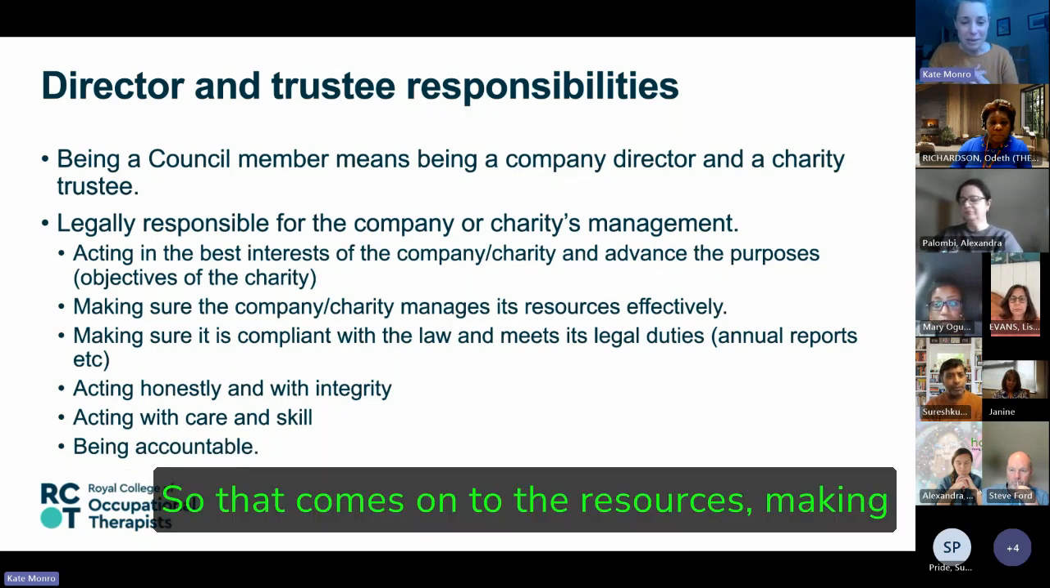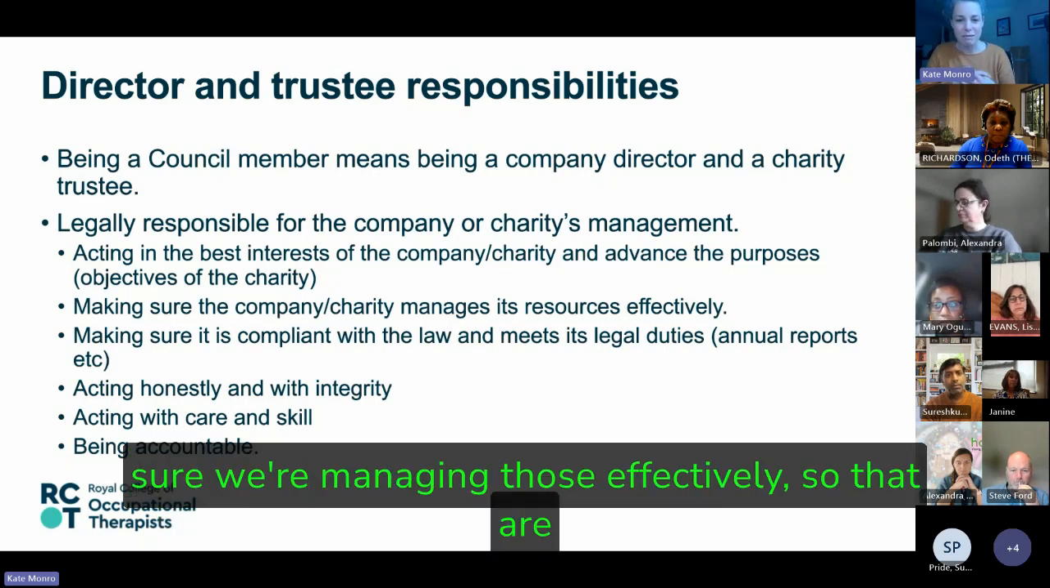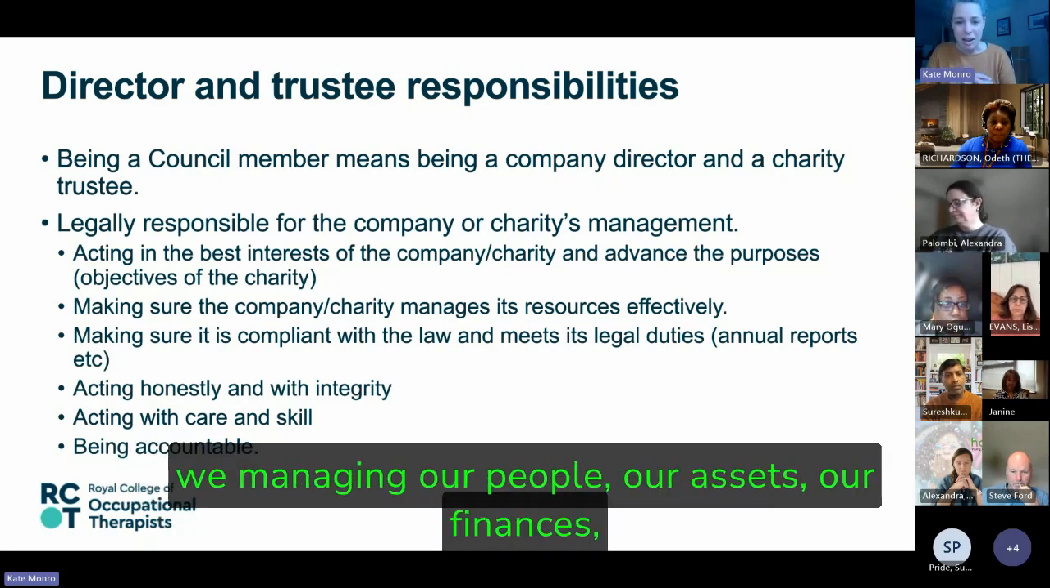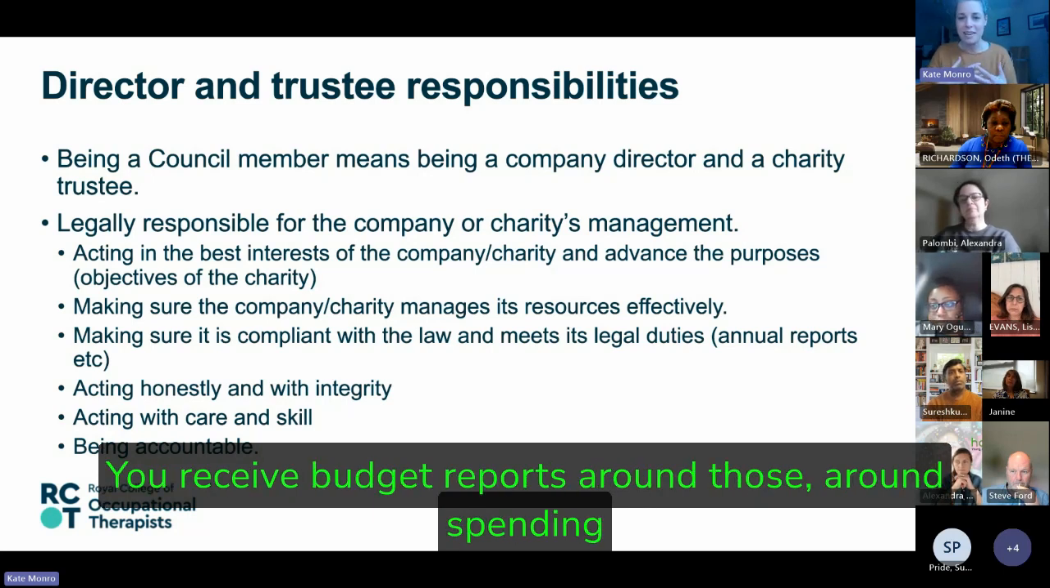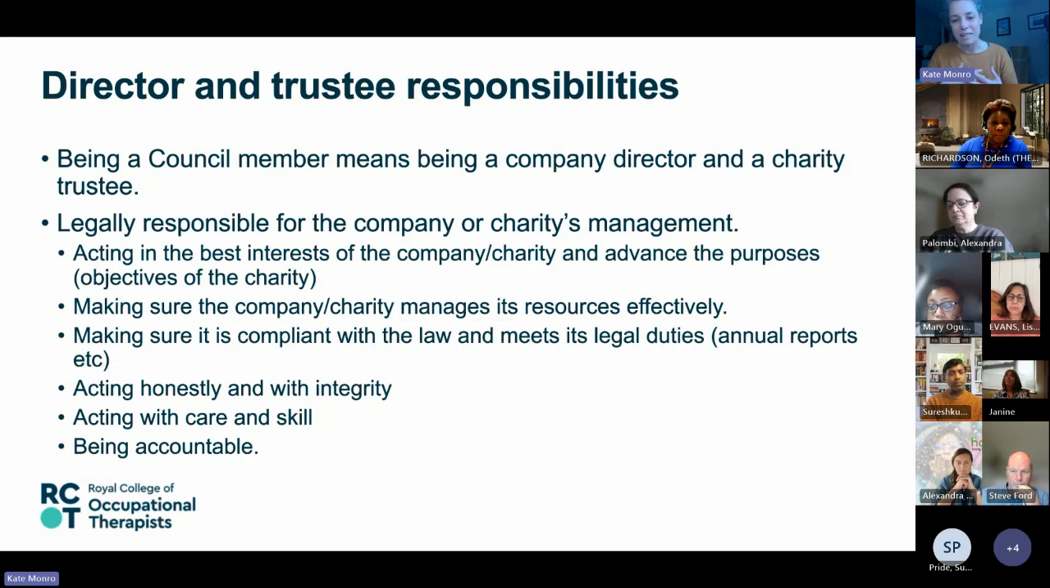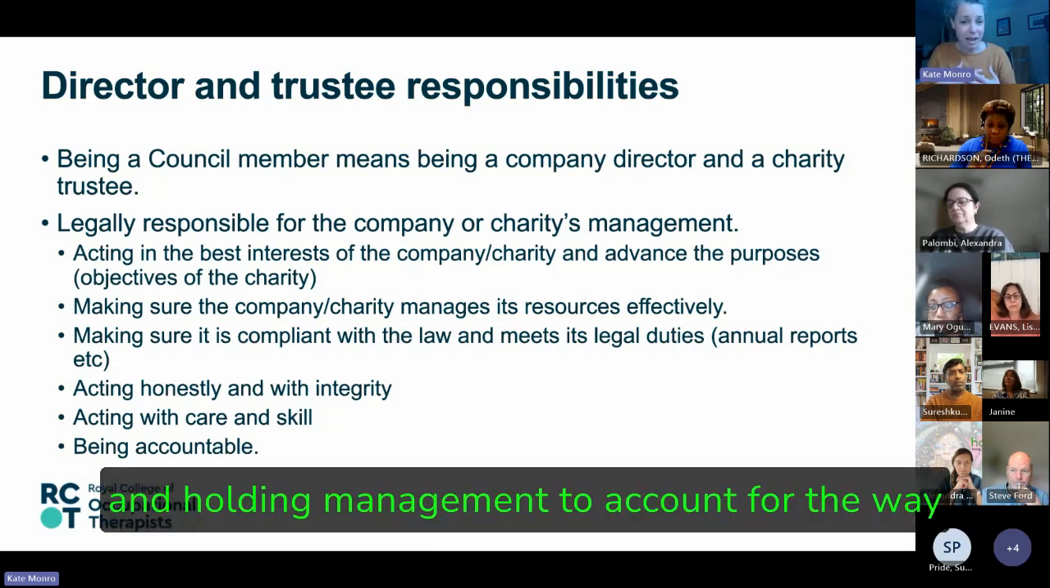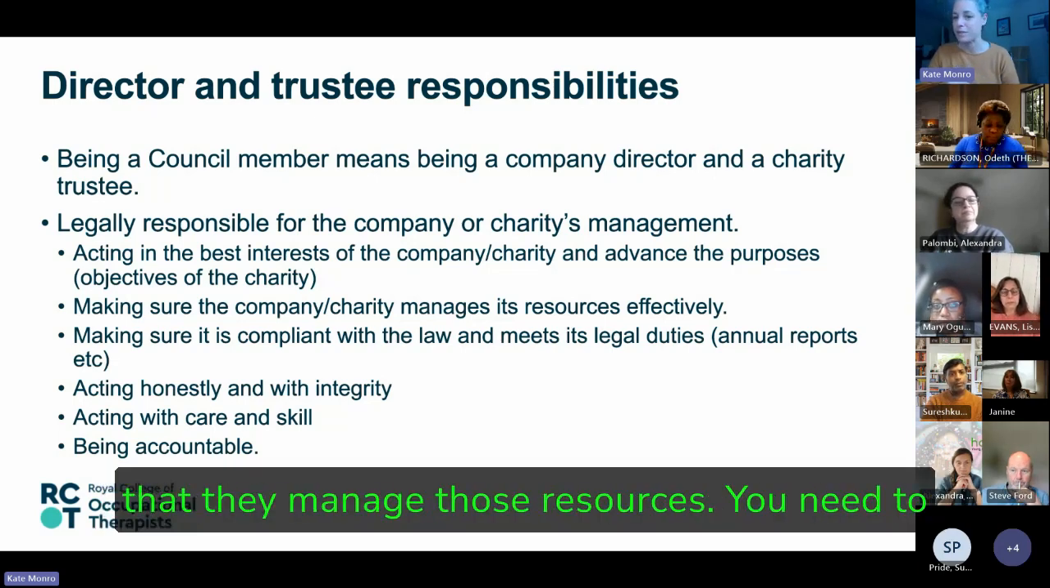So that comes on to the resources, making sure we're managing those effectively. So are we managing our people, our assets, our finances effectively, asking the questions of management around that. You receive budget reports around those, around spending, and holding management to account for the way that they manage those resources.